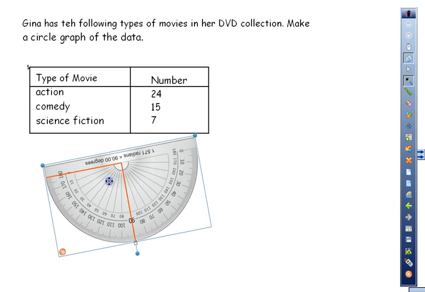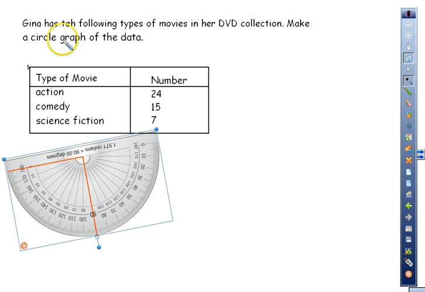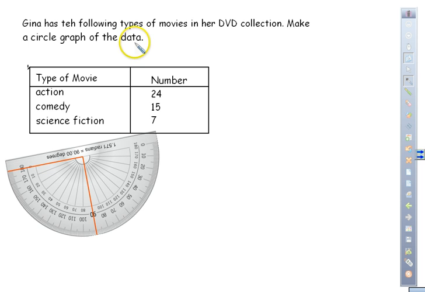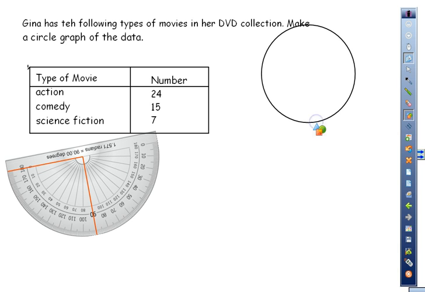It says Gina has the following types of movies in her DVD collection. Make a circle graph of the data. Okay, so types of movie: action, comedy, science fiction. Since there are 3 sections, you're only going to have 3 items to divide up into your circle.